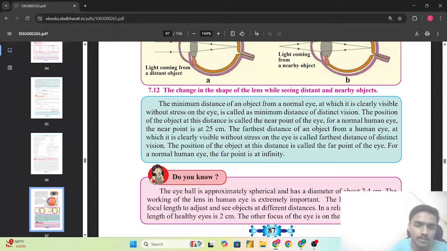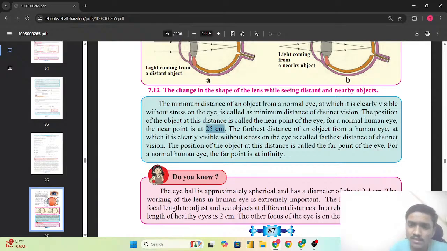For a normal human eye, the near point is 25 centimeter. Again, one of the questions may be asked in the exam regarding that. So the minimum distance for a normal human eye, that is the near point, is 25 centimeter. This may be asked in meter. So 1 meter is equal to 100 centimeter, so 25 divided by 100 will be 0.25 meter.